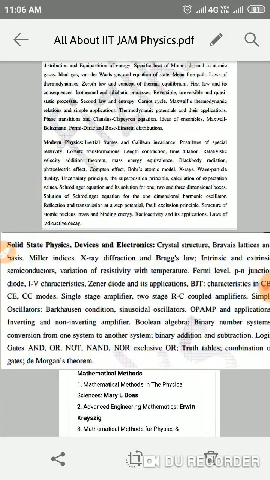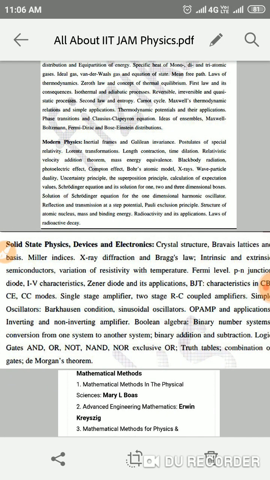One thing that I want to tell: JAM especially asks questions from the topics which you have not studied in 12th, meaning the topics which you have especially studied in your undergraduate course.